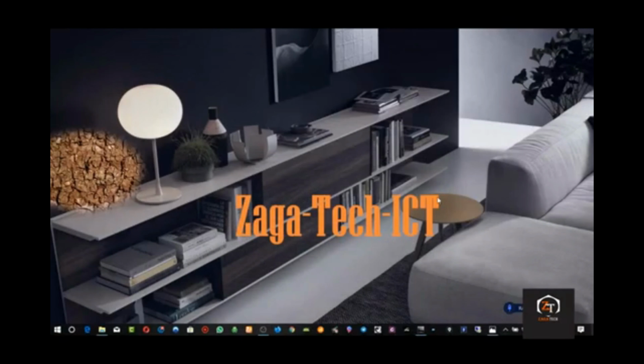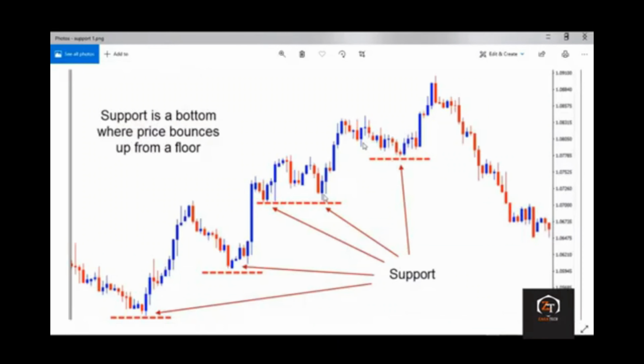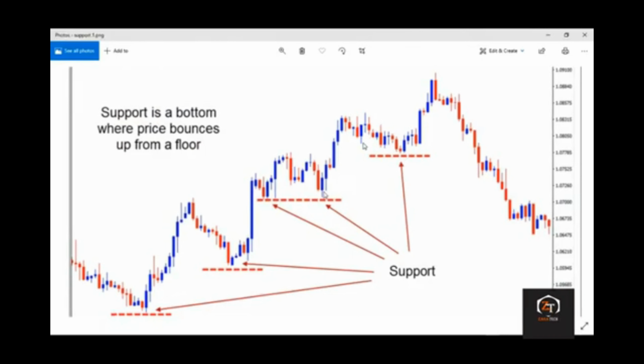Hello guys, Zagatech Effects. In this first lesson, we're going to talk about support in forex trading, and stage by stage we continue. So let me use this to talk about what I want to say. The first thing, let's take a quick look at support. What is support?